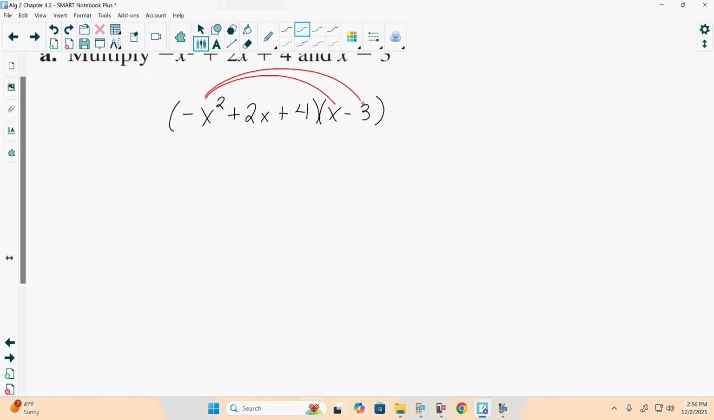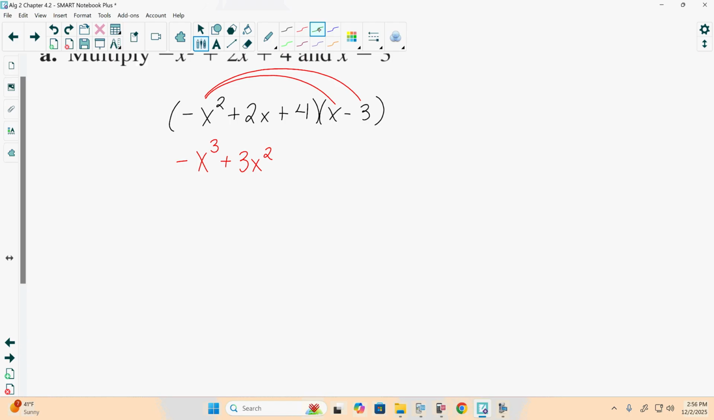So the first thing we're going to do is multiply through by negative x squared. So we're going to do negative x squared times x. Well, for one thing, it is going to be negative. x squared times x is going to be x cubed, because when we multiply like bases, we add the exponents, so 2 plus 1 gives us 3. Negative x squared times negative 3, well, a negative times a negative makes a plus. And x squared times 3 is going to be 3x squared. Questions on this here?